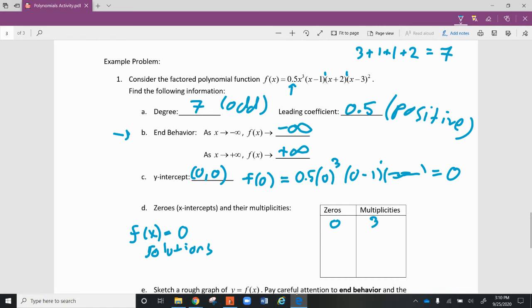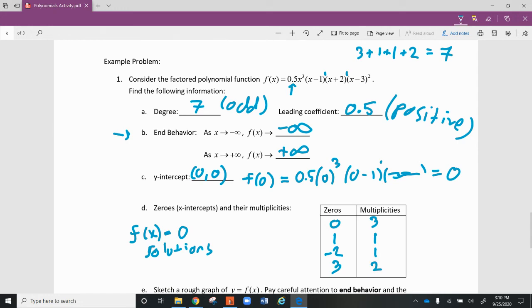So the next 0 comes from x minus 1. If x minus 1 were 0, x would have to be equal to positive 1. And that is to the power 1, so its multiplicity is 1. X plus 2, if that were 0, x would have to be negative 2. And that's to the power 1, so the multiplicity is 1. And then finally, x minus 3, if that was going to be 0, x would have to be positive 3, and the multiplicity is 2, since that part is squared.